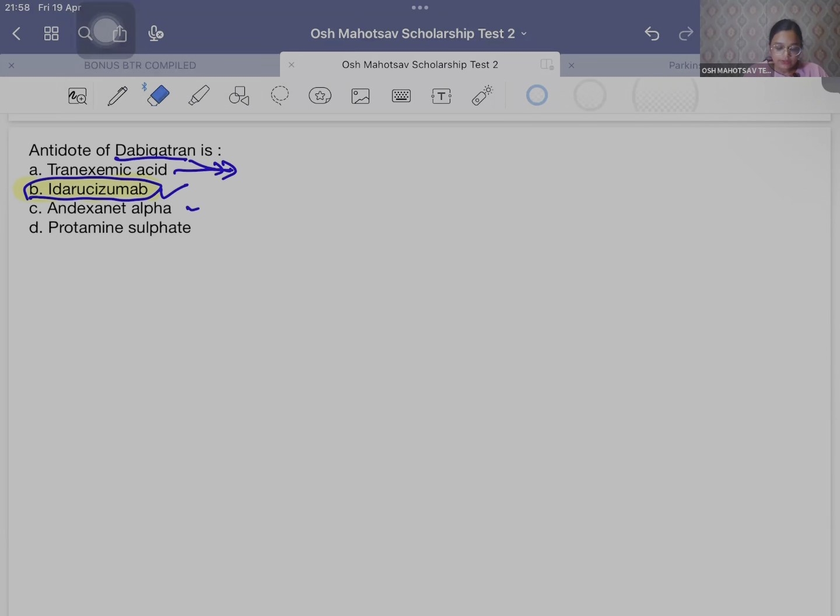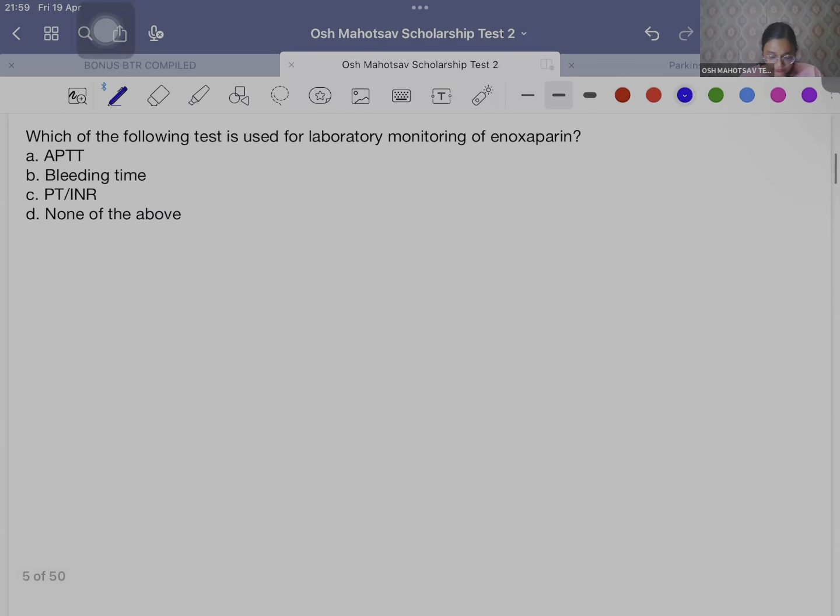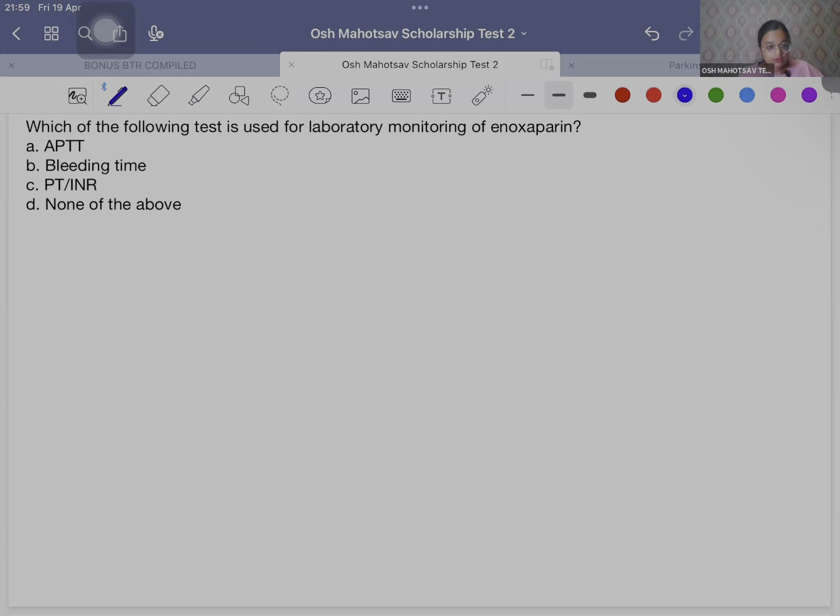Okay, and then andexanet alfa. Andexanet alfa we are using for factor 10A inhibitors, and protamine sulfate for the heparin. For warfarin toxicity, we will be using vitamin K products, or those also concentrates, also plasma concentrates.